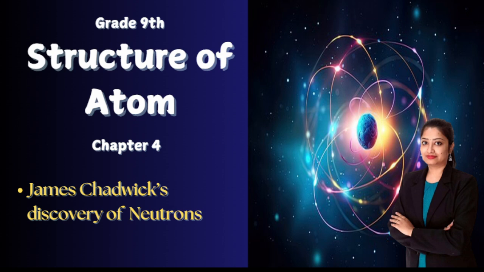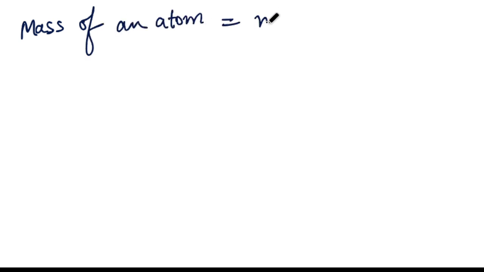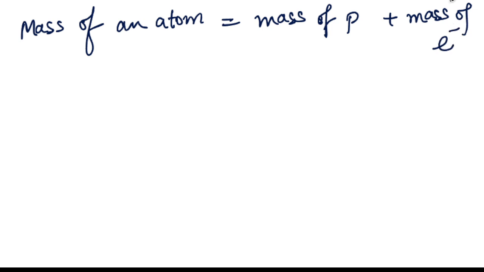Now, according to this, when they were calculating the mass of an atom, what should be the mass of an atom according to that experiment? The mass of an atom should be equal to the mass of proton plus the mass of electron, right? It should be equal to that according to that scenario after the discovery of protons and electrons. But it is not. It was not the scenario.